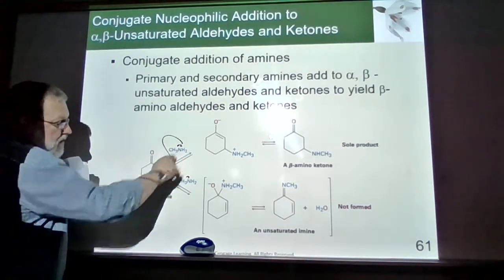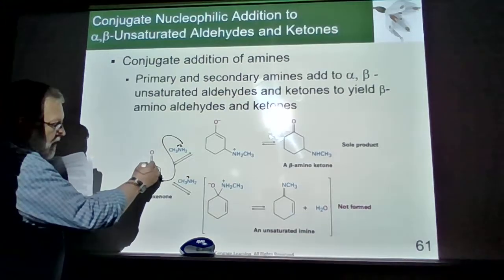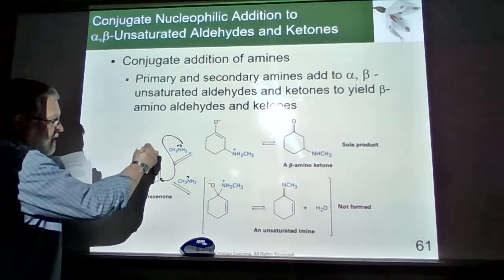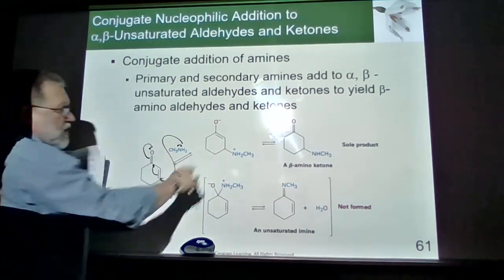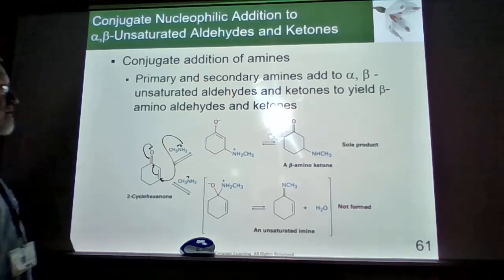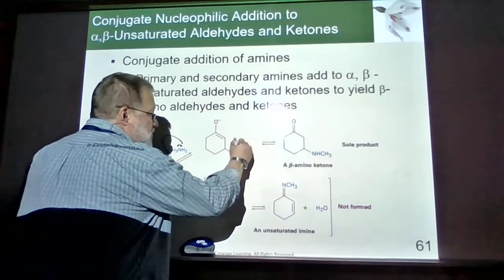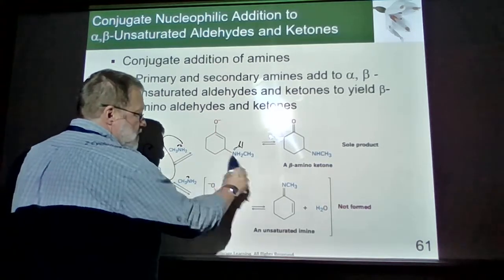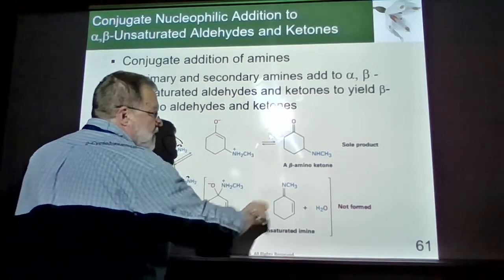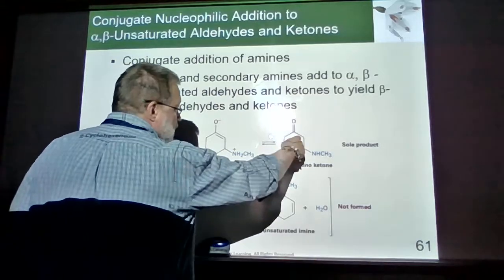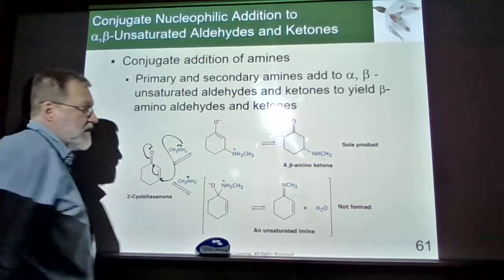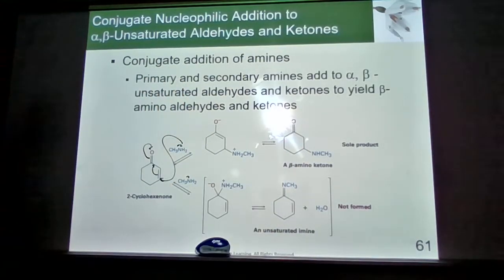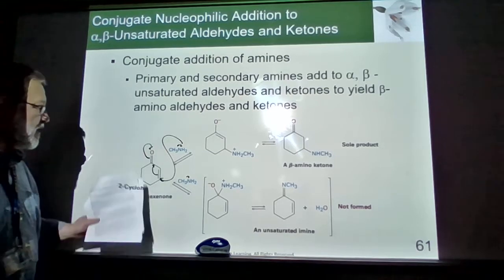So the electron pair on your nitrogen attacks here. This double bond flips up there. The electrons go up there to give you this intermediate species. This has a hydrogen that can be lost and eventually is lost to get you to the amino ketone, reclaiming your C double bond O.